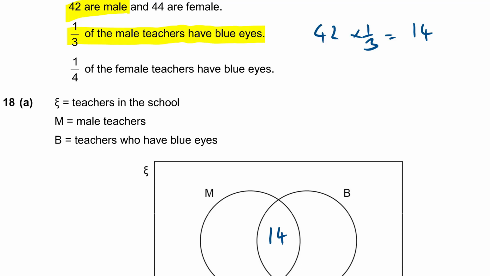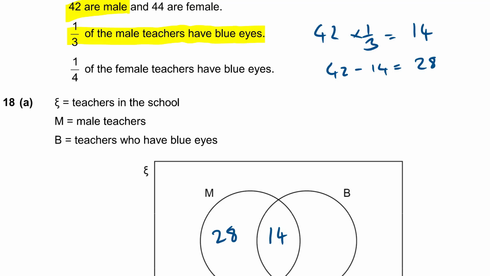And now I can start working out the rest. So if there were 42 male teachers altogether, of which 14 had blue eyes, then 42 subtract 14 will be the number of teachers who are male and don't have blue eyes, which is 28. 1/4 of the female teachers have blue eyes. How's that going to help us?